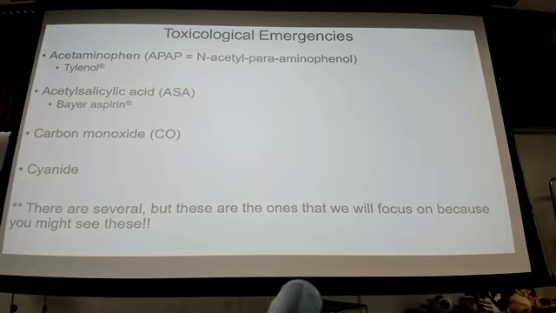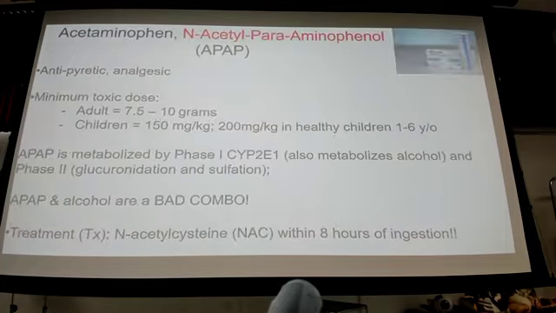So, with Tylenol or acetaminophen, also called N-acetyl-p-aminophenol, APAP is what we call it for short. This reduces fever and it's a pain reliever. Here are the minimum toxic doses for adults. So for adults, 4 grams per day is the limit of safe dosing. So if we have more than that, then of course we might be susceptible to liver damage.